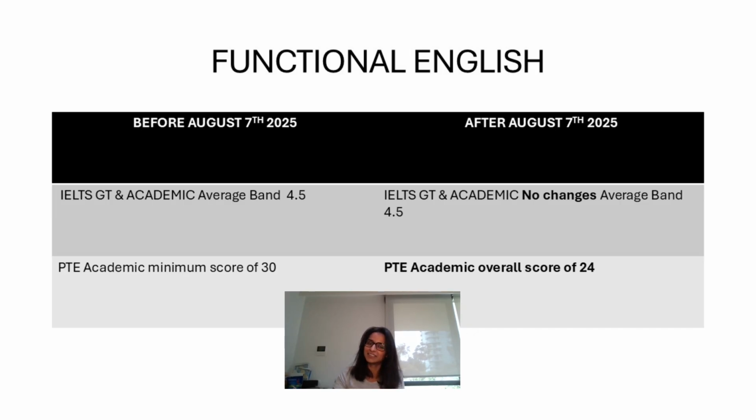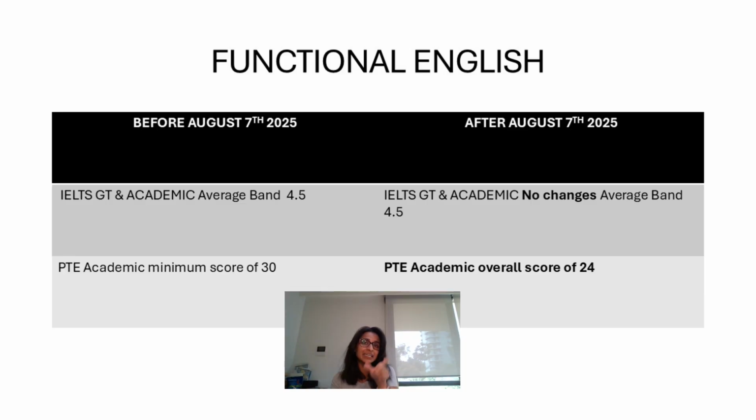But for PTE Academic, the minimum score of 30 is no longer required, and now a PTE Academic overall score of 24 is required. This applies only to functional English. All the other levels of proficiency do not require an overall score.